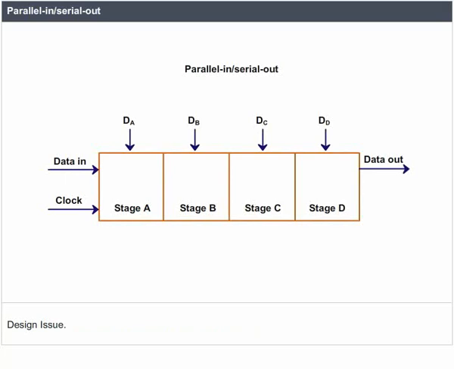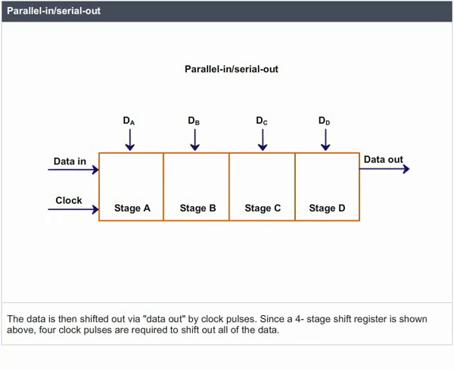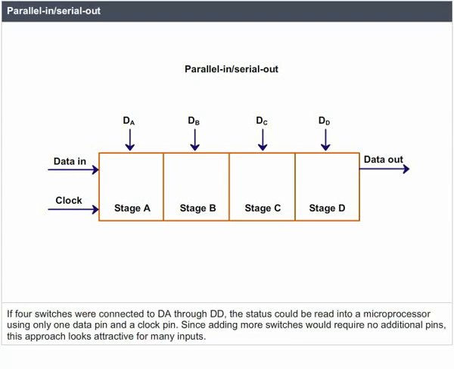Parallel in, serial out. Design issue. Data is loaded into all stages at once of a parallel in, serial out shift register. The data is then shifted out via data out by clock pulses. Since a 4-stage shift register is shown above, 4 clock pulses are required to shift out all of the data. If 4 switches were connected to DA through DD, the status could be read into a microprocessor using only one data pin and a clock pin. Since adding more switches would require no additional pins, this approach looks attractive for many inputs.